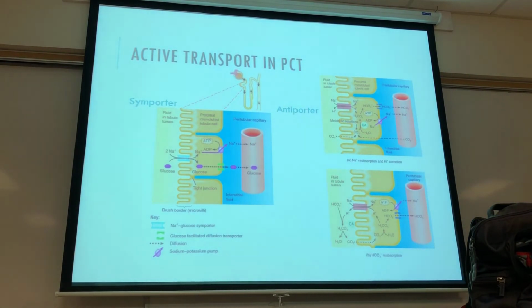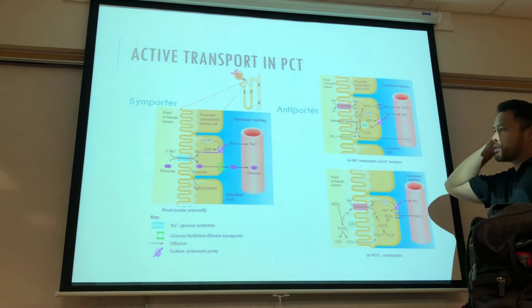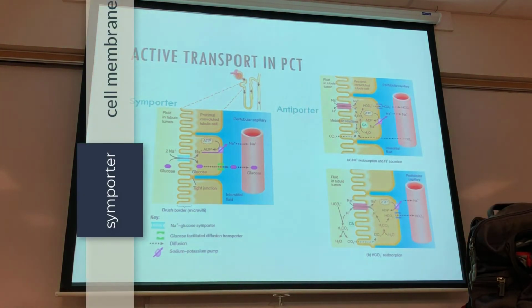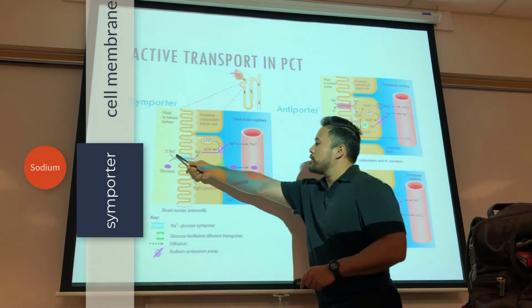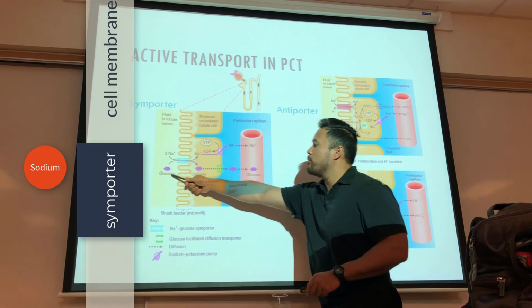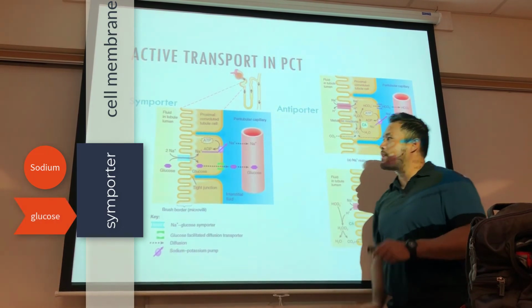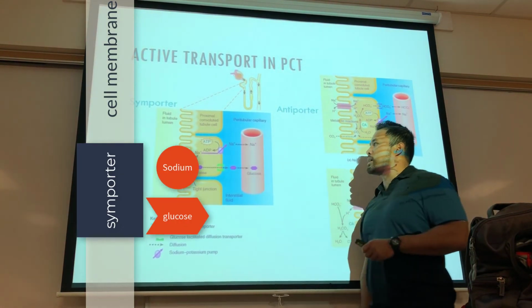So these are the different gates that we're going to have to get things across. And again, all this taking place in the proximal convoluted tubule. The symporter in this case would require movement of sodium at the same time as the movement of glucose. So this is our way of getting sodium in and glucose in.